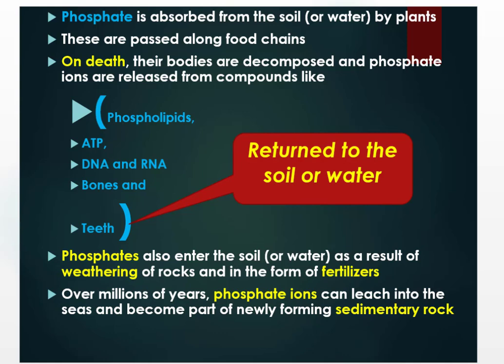When farmers apply phosphorus-containing fertilizers to their farmlands, over millions of years, phosphate ions can leach through erosion into seas and become part of newly forming sedimentary rocks.